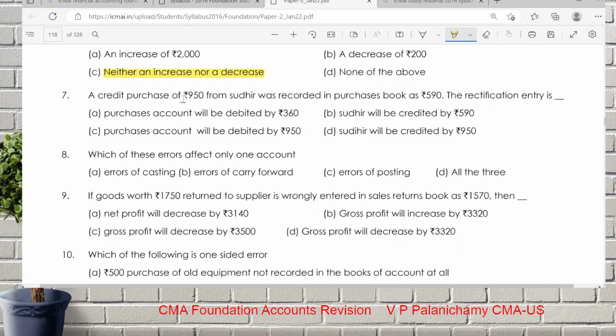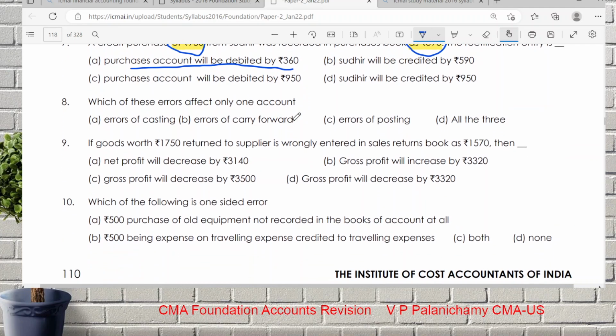Next பாருங்க. Purchase 950 பண்ணிருக்கோம். But recorded in purchase book as 590. எவ்வளவு purchase பண்ணிருக்கோம்? 950 debit பண்ணிருக்கணும். But how much was debited? 950 should have been debited, but we debited only 590. எவ்வளவு டிஃபரன்ஸ் இருக்கு? 360 டெபிட் பண்ணுங்க. கம்மியா டெபிட் பண்ணிருக்கோம். Debit now.